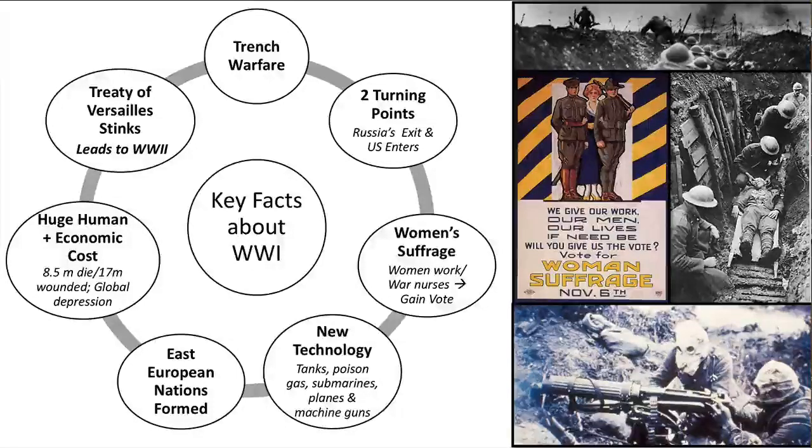The nations of Eastern Europe are formed. We're going to take a look at a map, and I'm going to show you how the map of Europe changes. The huge human and economic cost: as you can see, 8.5 million people die, and 17 million are wounded.